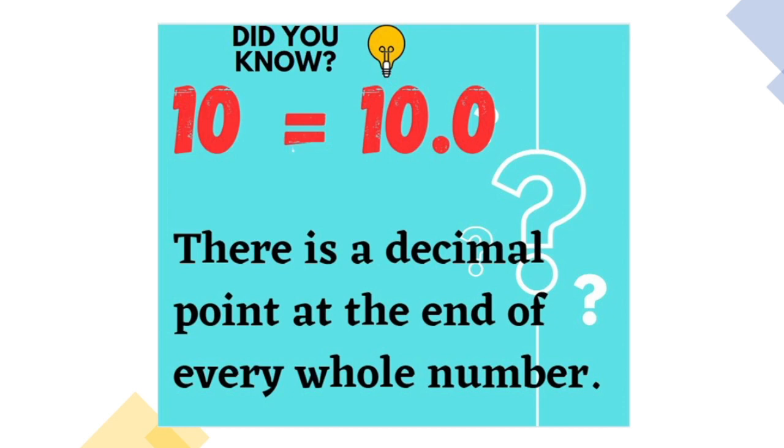There is a decimal point at the end of every whole number. So you can't see it because it doesn't change anything. But you will use it when you're adding or subtracting with decimals. So if you have 10, it means 10.0. Same way, if you have 75, it actually means 75.0.